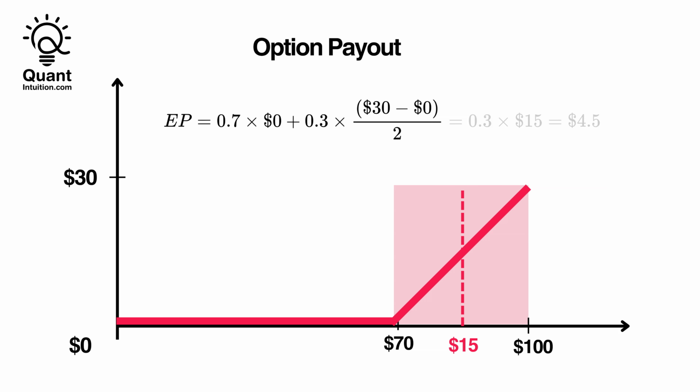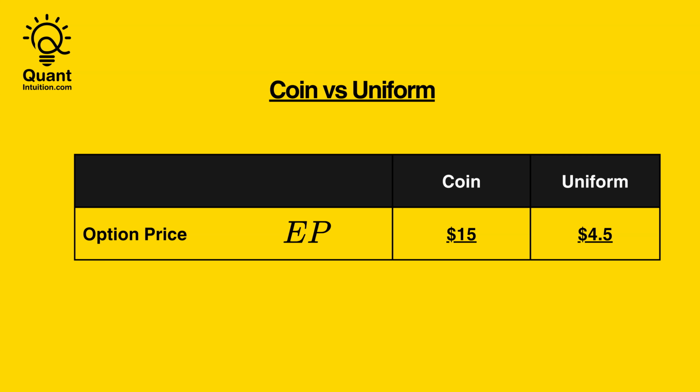One other way of seeing this is that our payout is the triangular area under the payoff curve. And the triangular area has a base of $30 and a height of 1, so the area is also $15. Combining both cases translates to an expected value, or fair price, of 30% times $15, which equals $4.5 for the option contract. In the previous video, the option on the coin flip contract was priced at $15, whereas in this video the option price is only $4.5.